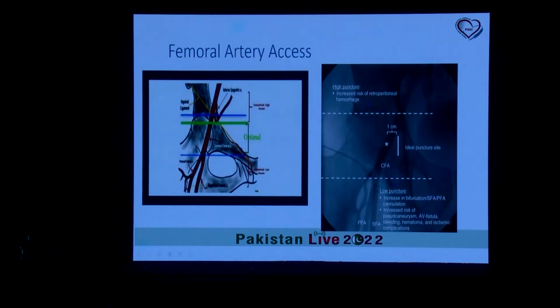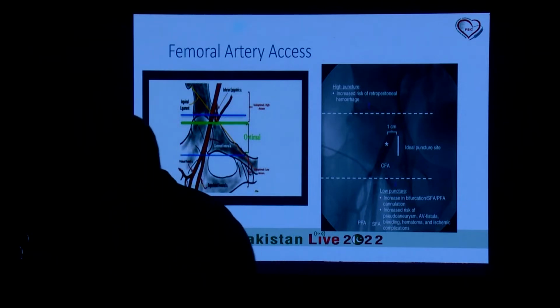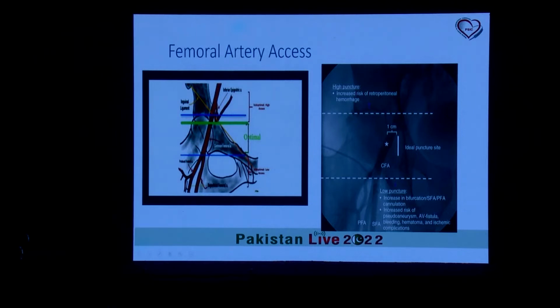Just to start with femoral artery access, a brief idea. You are all very well aware that the site of puncture of the femoral artery is in front of the femoral head, just before the bifurcation of the common femoral artery. There are two views, a diagrammatic view and an angiographic view.